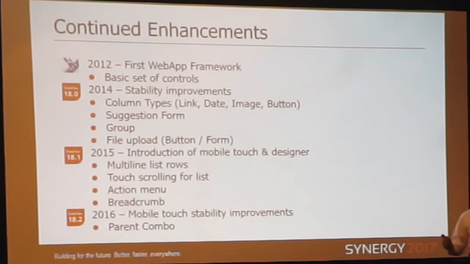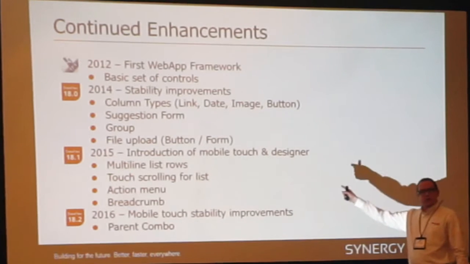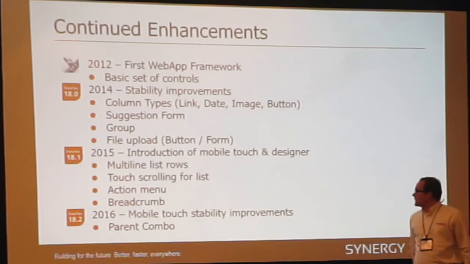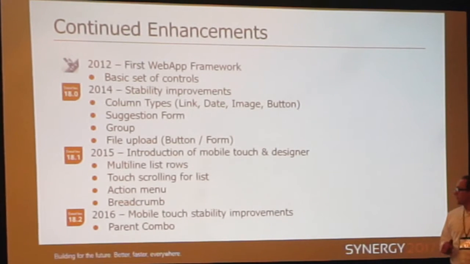In 2015 we did 18.1, which was actually pretty big. We introduced the mobile touch framework, so we added the drill down model, and we made some changes to the list to accommodate that. We added touch scrolling to the list, multi-line list rows, the action menus were part of it, breadcrumbs, and, well, it's pretty tiny here, but we also did the designer then. Before we only had the previewer, and in 2015 we made that an interactive designer.